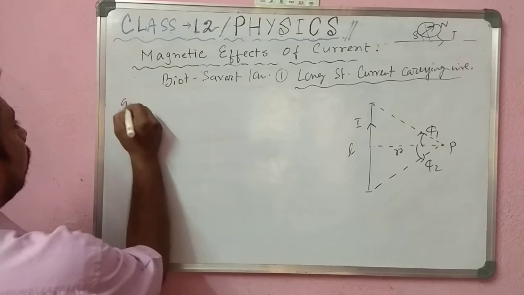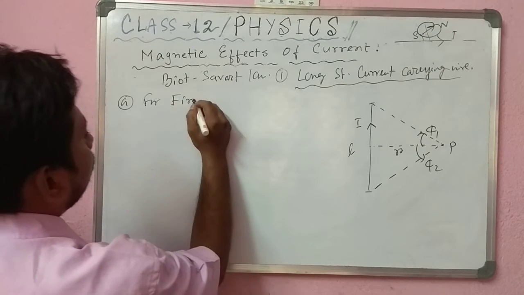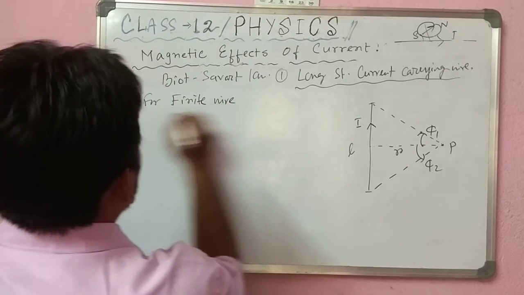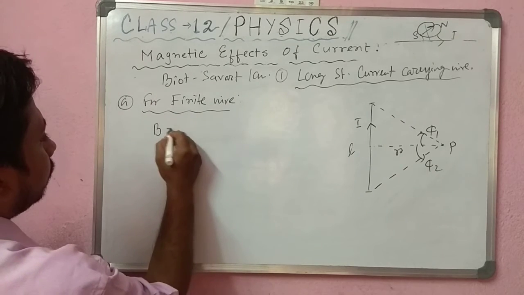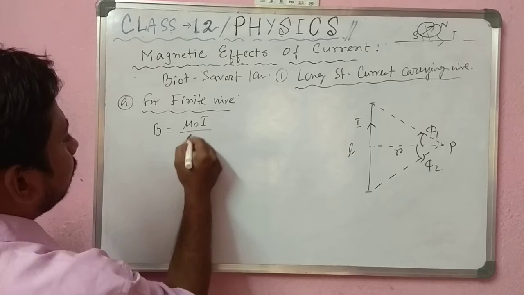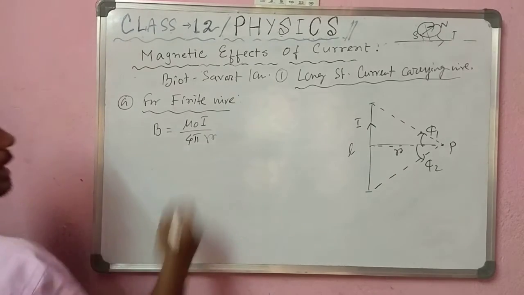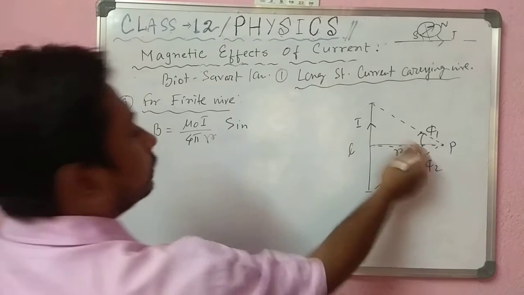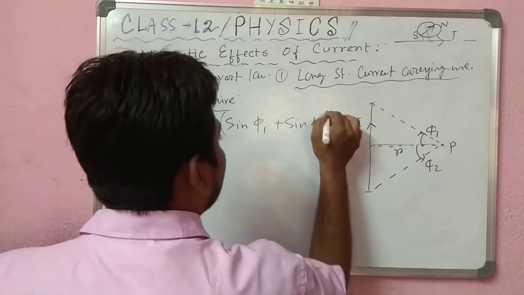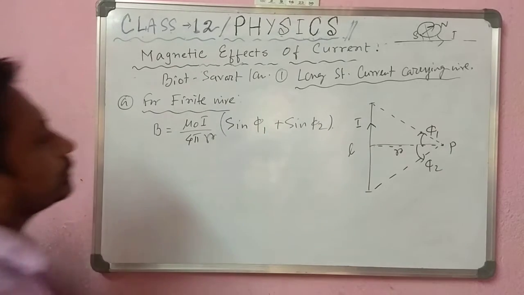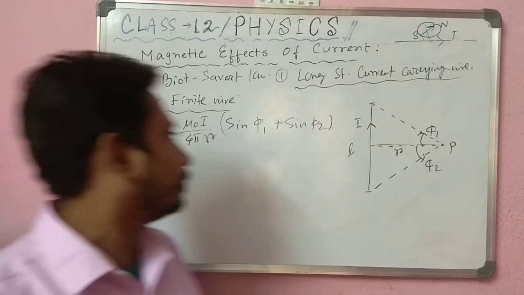So now, this is for a long straight finite wire. Number 1, for a finite wire you can write B is equal to mu naught I by 4 pi R, and then you can write sine of phi 1 plus sine of phi 2, okay. Did you get it, students? So this is the formula of magnetic field due to a finite wire.